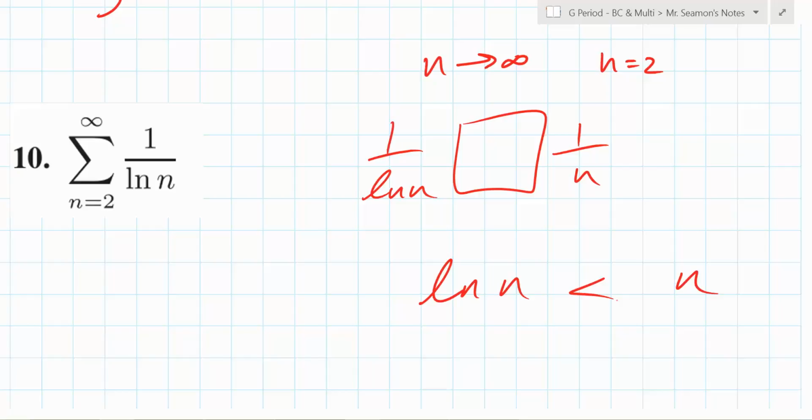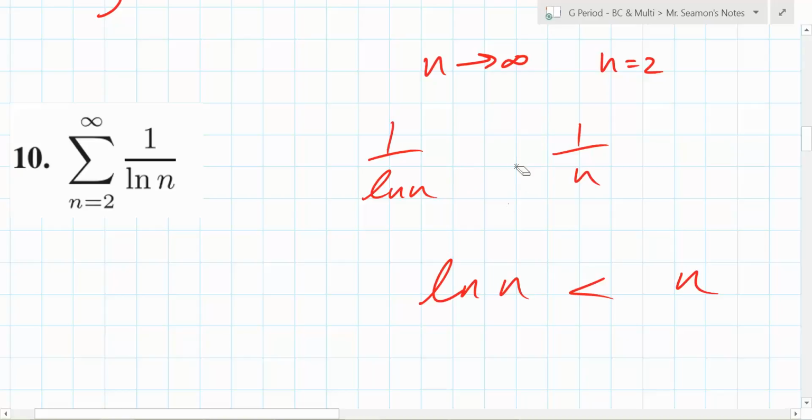The point is, okay, so I believe that's true. Is that true? I think it's always true. ln of 100 is still really small. Yeah, ln of 100, it's small. So I think this is true, but let's see what this tells us.